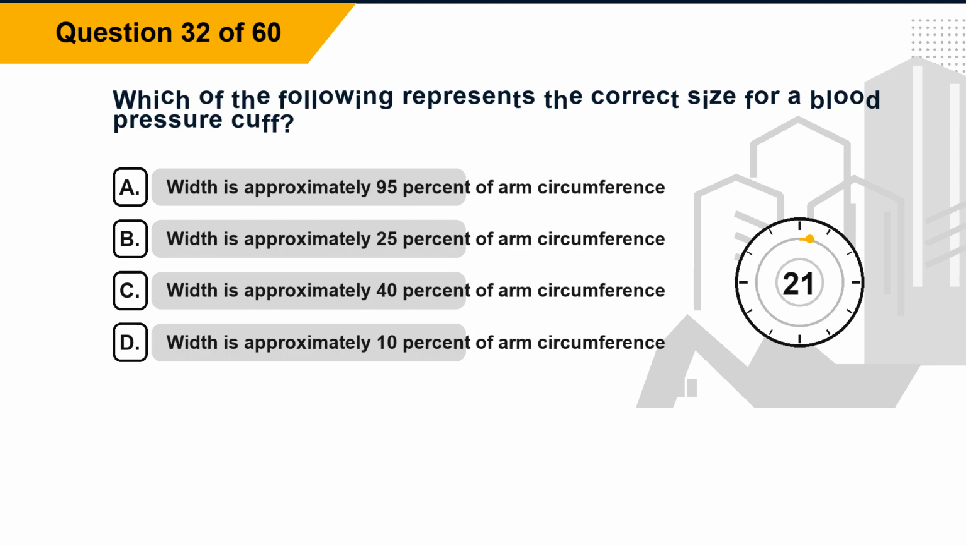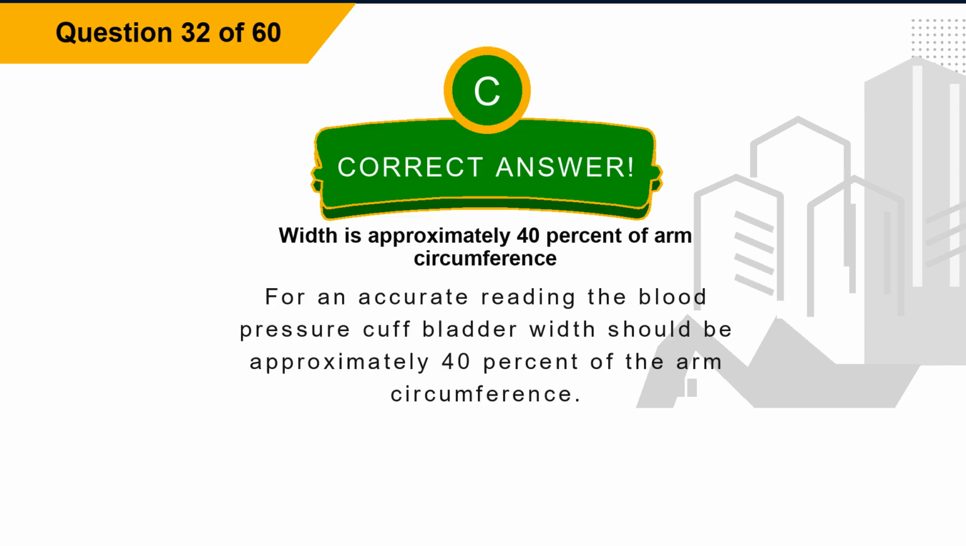Question 32. Which of the following represents the correct size for a blood pressure cuff? Option A. Width is approximately 95% of arm circumference. Option B. Width is approximately 25% of arm circumference. Option C. Width is approximately 40% of arm circumference. Option D. Width is approximately 10% of arm circumference. The correct answer is option C. Width is approximately 40% of arm circumference. Explanation. For an accurate reading, the blood pressure cuff bladder width should be approximately 40% of the arm circumference.